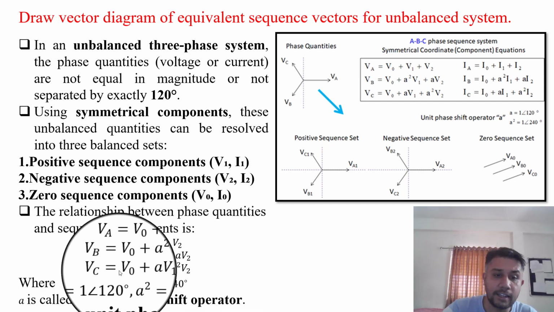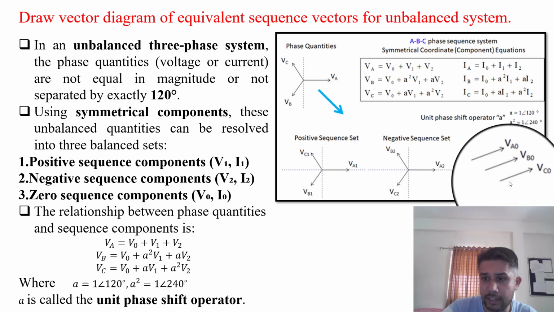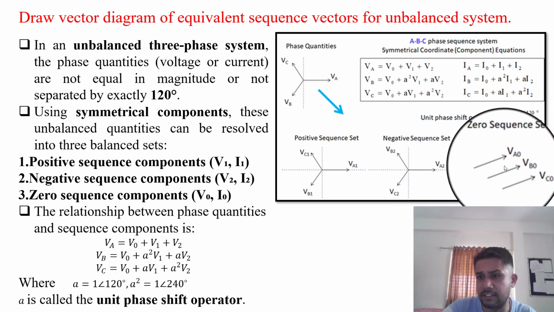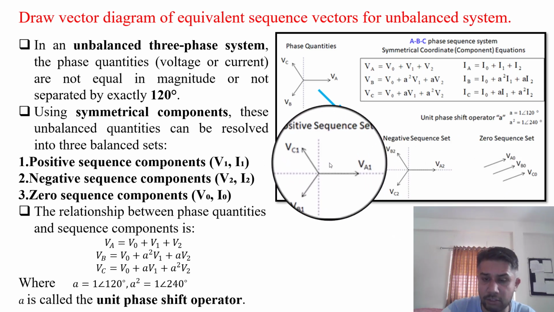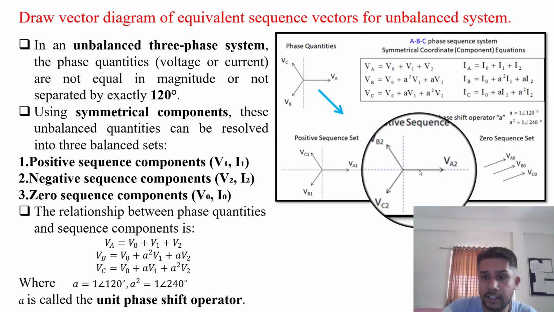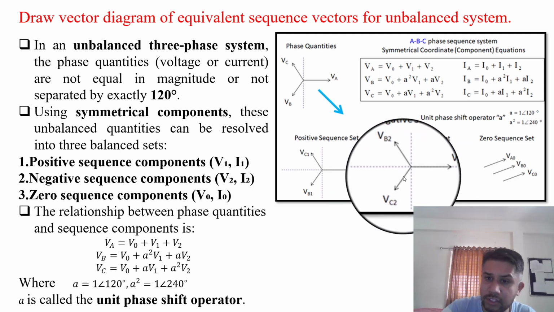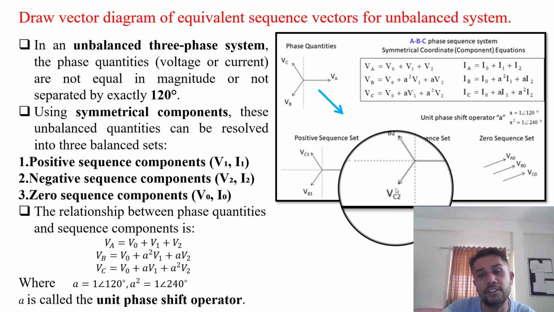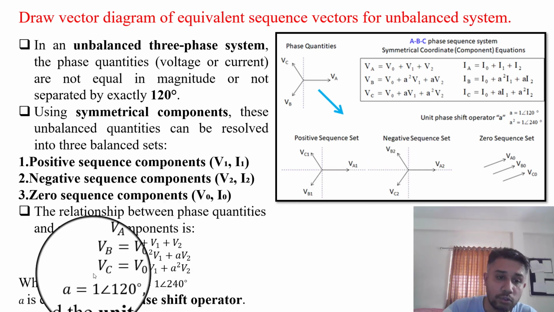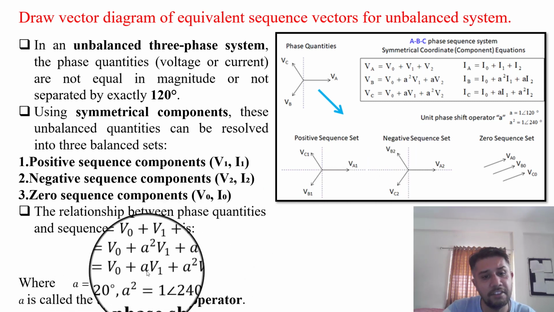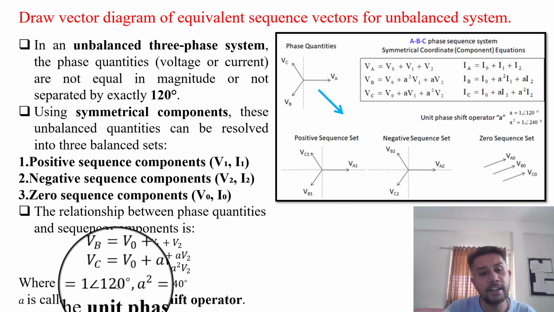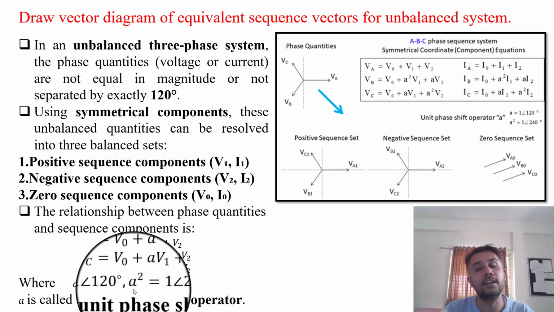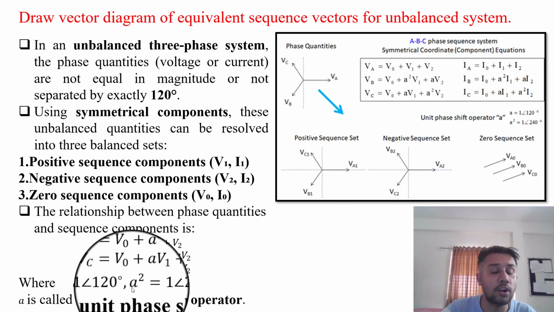Similarly for the C vector, here it is V0 in the same phase shift as the zero sequence component. VC1, here it is 120 degrees apart, so AV1, and here it is 240 degrees apart for the negative sequence component, so it is 240 degrees of VC2 or say V2. So VC is equal to V0 plus AV1 plus A square V2. Here A is equal to 1 at an angle 120 degrees and A square is equal to 1 at an angle 240 degrees, and A is called the unit phase shift operator.